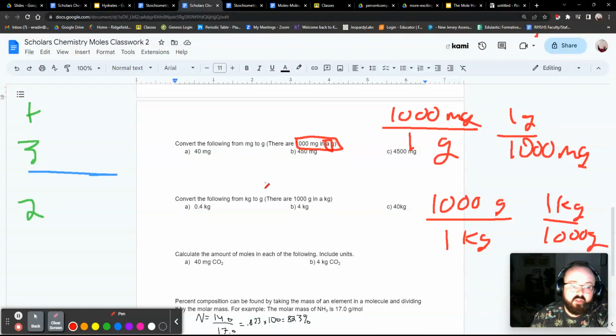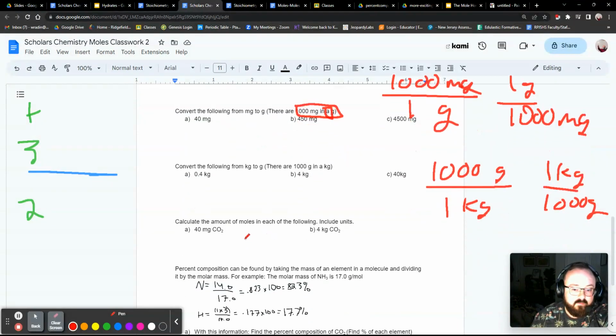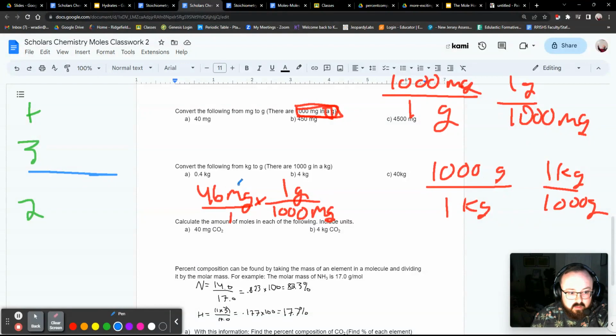So when I gave you a question on your quiz that said, oh, 46 milligrams of caffeine, what you should be doing first is converting this from milligrams to grams. 1,000 milligrams in a gram. 1,000 milligrams, 1 gram.